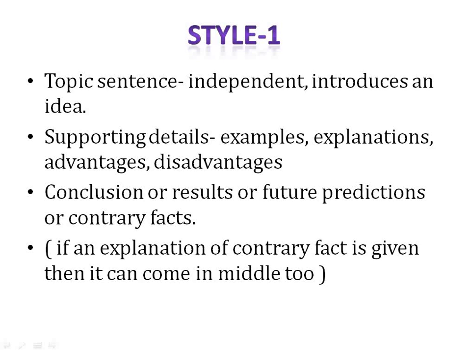Next, the second, third or fourth paragraph contains supporting details such as examples, explanations, advantages or disadvantages or any process related to the topic sentence. The last paragraph usually contains a conclusion or results or any future prediction or any contrary fact, meaning any opposite idea. And if an explanation of a contrary fact is given, then it can come in the middle too, because if the writer gave an explanation of that opposite fact, then it can come in second or third position as well.